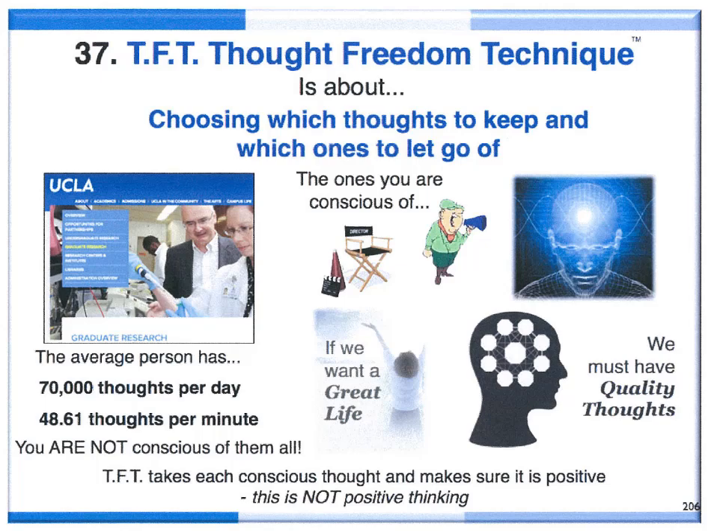Now, UCLA did a study, and the average person has 70,000 thoughts a day, which is about 49 thoughts a minute. Most of them they're not conscious of, and obviously the subconscious thoughts that run our body are in billions. So they're not really thoughts; they're just the machine working. But the ones you are conscious of are the ones that are directing your outcome. And if we want a great life, we must have quality thoughts. This isn't up for debate; it's a must-have.